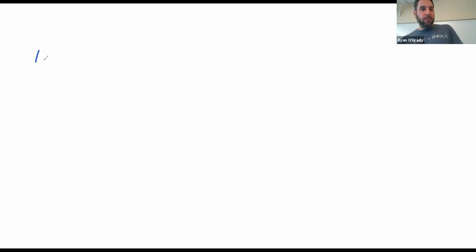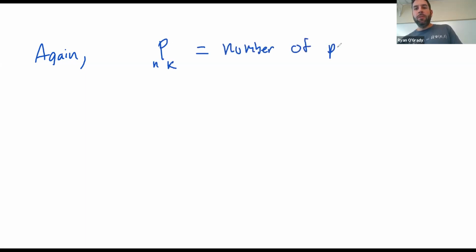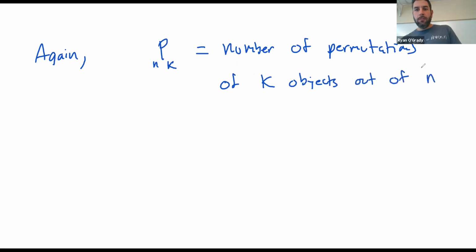So again, if I write P n sub k, this is equal to the number of permutations of k objects out of n, and since it's permutations, that means order matters.